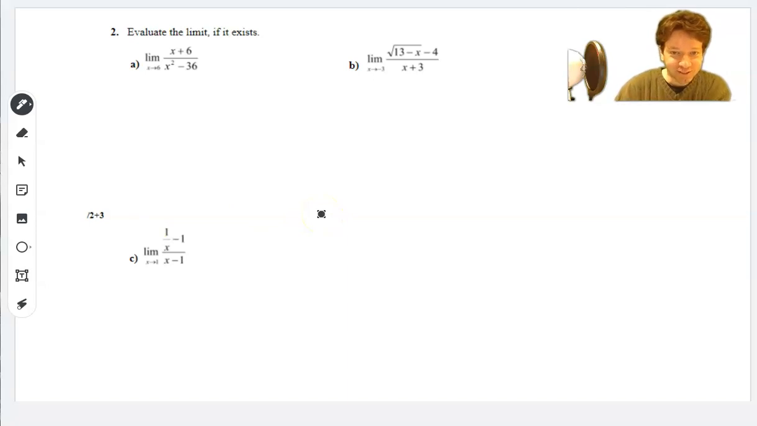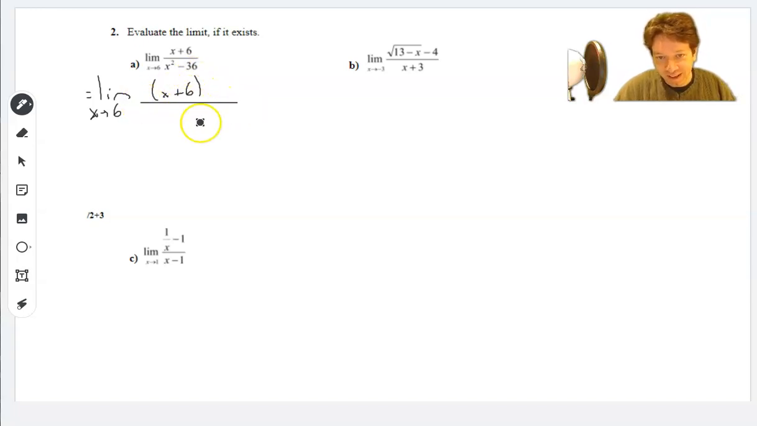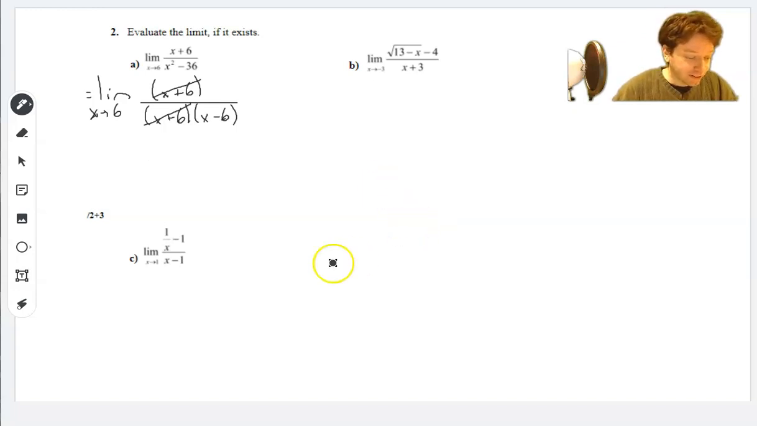So the first one, for 2a, we're just going to evaluate the limit. You might be able to see the denominator is a difference of squares. So we can work with that. We can write this as equal to the limit as x approaches 6. So we have x plus 6 on the numerator, and then the denominator, we're going to get x plus 6 times x minus 6. And so these will cancel. And that'll just give you 1 over x minus 6. Can't do anything more with that, and unfortunately when you plug in 6, it doesn't work. Right? So in this case, the limit does not exist.